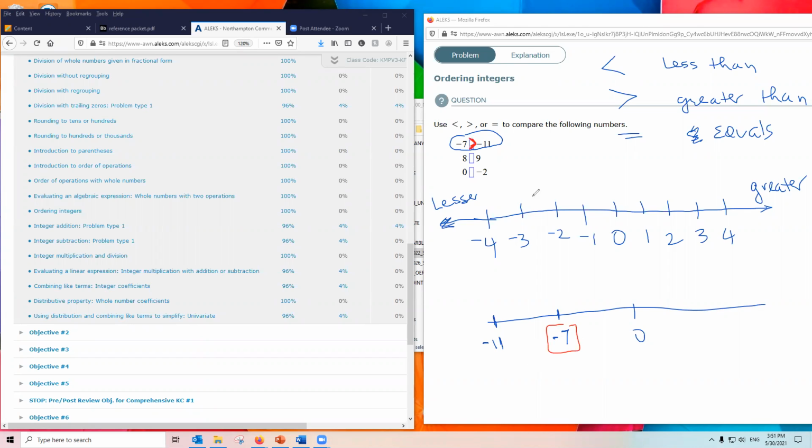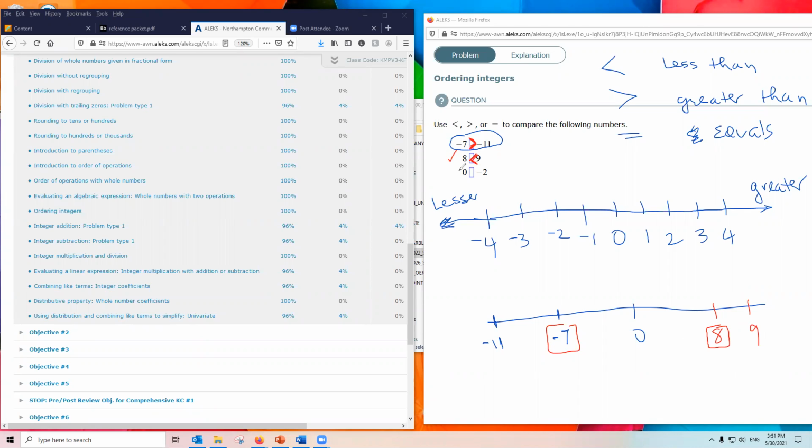All right, let's do the second one, comparing 8 and 9. Well, 8 is here, 9 is there. Notice 8 is to the left of 9. Well, if a number is to the left, it's a lesser number. So I'm going to put a less than symbol here.